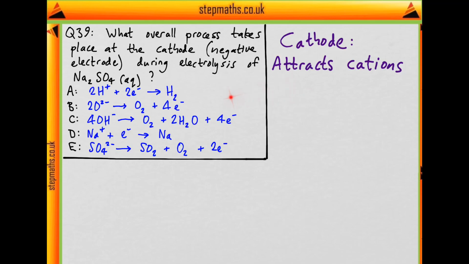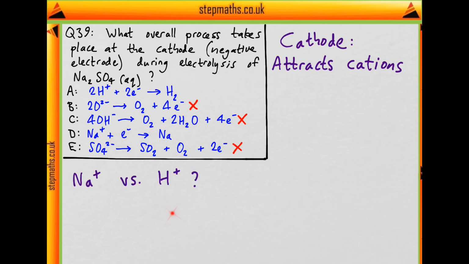So this means we can rule out some of the reactions that we're given already. Which ones? Anywhere a negative ion is the reactant, so oxide, hydroxide or sulfate. None of them are going to go to the cathode. So we're left with 2 options. That's the reduction of H+ or the reduction of sodium+. Now, which one's more likely of these 2?